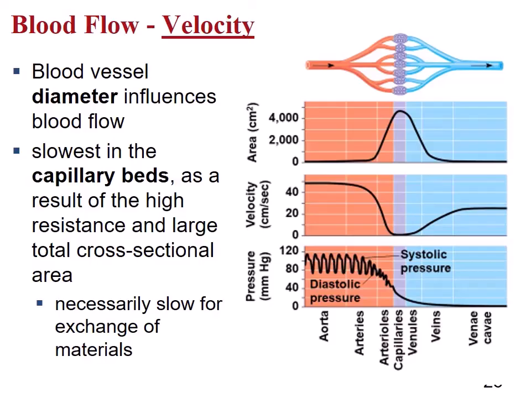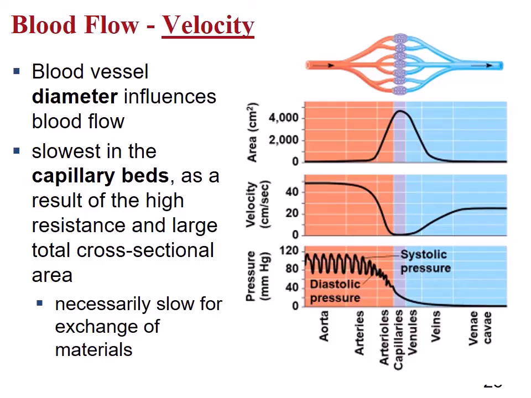If you look at the graph on the right hand side, the top one is showing you the area, and you can see that there's a more cross-sectional area of capillaries, which makes sense. There's a whole lot of capillaries compared to really large arteries or very large veins. And then the next one is showing you velocity in centimeters per second. So the arteries have a higher velocity than the capillaries. The veins have a slightly higher velocity than capillaries, but they're in between arteries and capillaries.